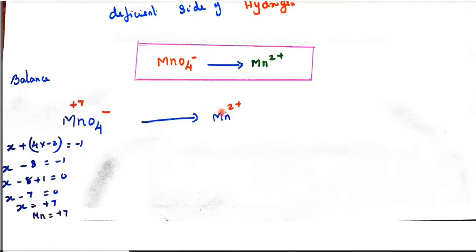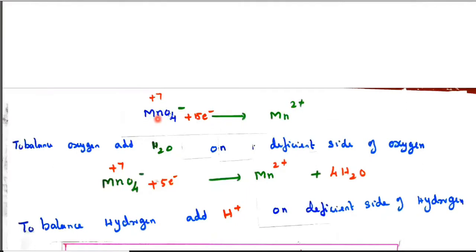Now find the difference between these two. That is 5. So 5 is considered as electrons. We may get confused whether to put the 5 electrons on this side or that side, so you just put the number of difference electrons on the higher oxidation number side. This is the higher oxidation number compared to 2 plus, so here you put 5 electrons.